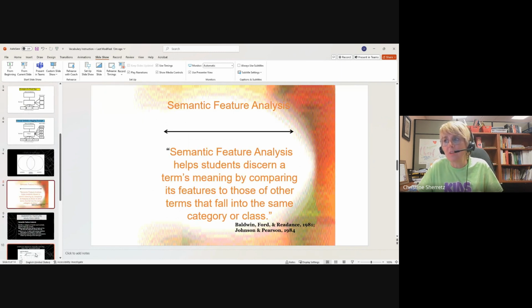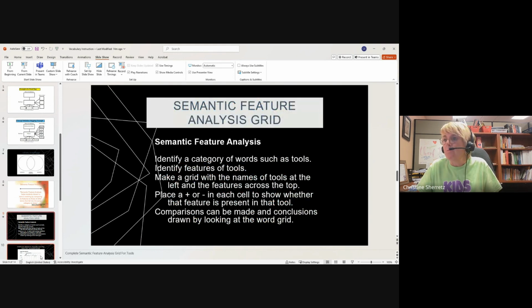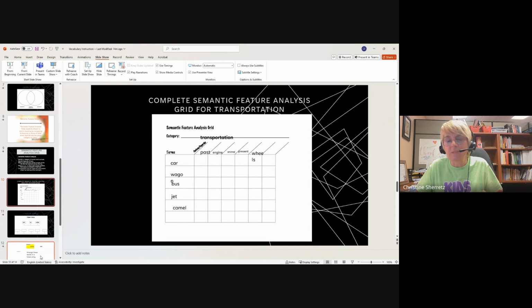Another strategy is what we call semantic features analysis. And this helps students to discern meaning along a continuum. And so, let me give you an example. I think the best way is just to show you. So, here we have a semantic feature analysis grid, and our word is transportation, which is a pretty broad word, isn't it? And so I've listed up at the top, it has features, and I have past, engine, animal, present, wheel, and then I have a car, a wagon, a bus, a jet, and a camel.